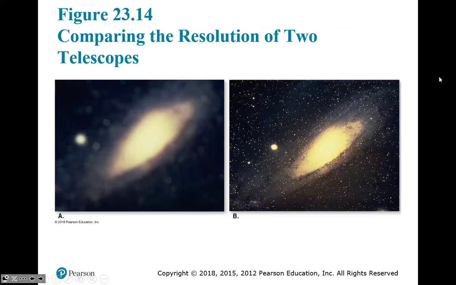So here we can see comparing the resolution of two telescopes. This is a telescope with less resolution. This is much higher. And the main way you increase the resolution of a telescope is you make its mirror bigger. Turns out the limit of resolution depends on the size of the mirror and the wavelength. The ratio of the size of the mirror to the wavelength determines the limit of resolution.